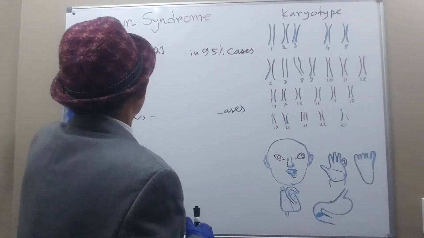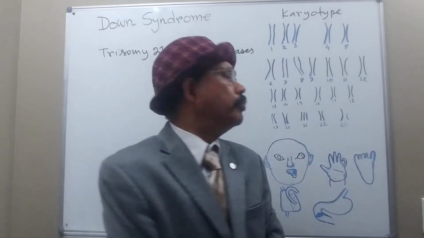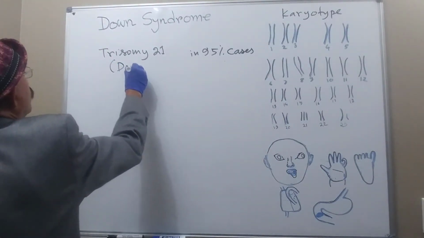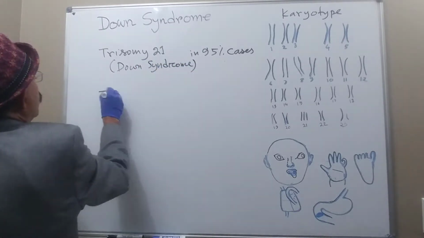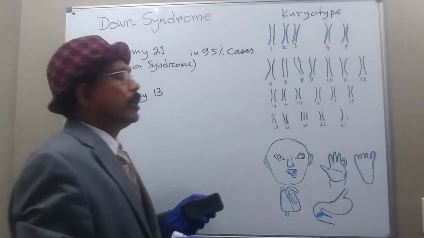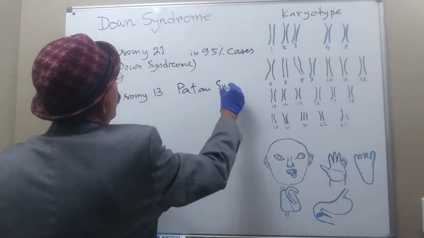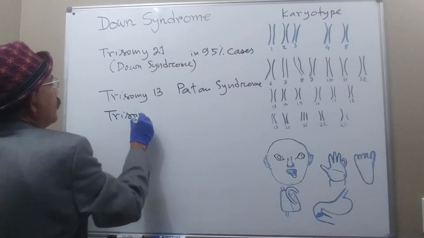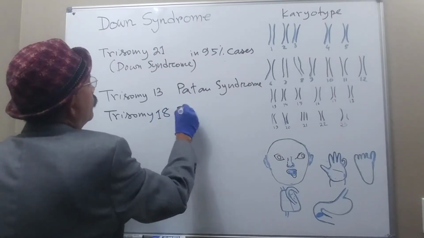Trisomy is not only confined to 21. We have other types of trisomy. Trisomy 21 is a typical case of Down syndrome. Trisomy 13 is called Patau syndrome. Another one is trisomy 18, which is called Edwards syndrome.